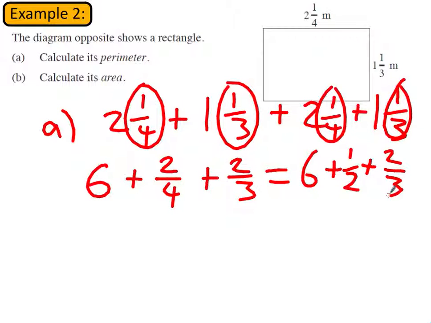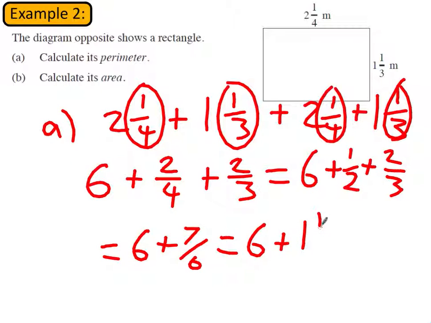Now this makes the question a lot easier. All we really need to do now is add a half and 2/3 together. So if we do that on a calculator, we should find we get 7/6. So we've got 6 plus 7/6, which is 6 plus 1 1/6, which is 7 1/6.